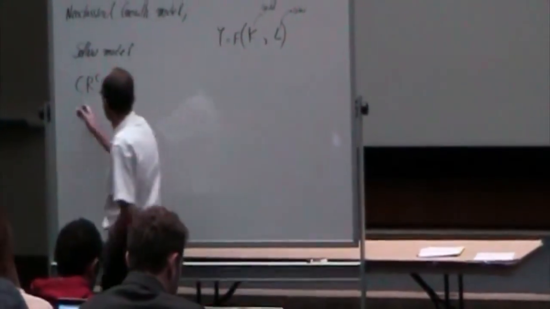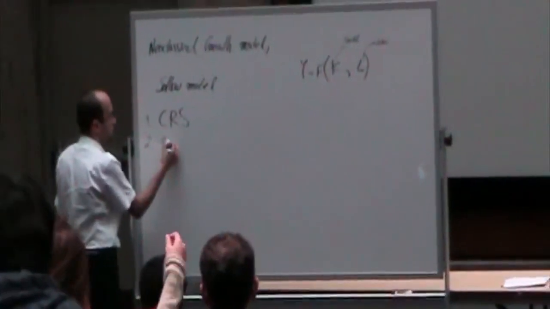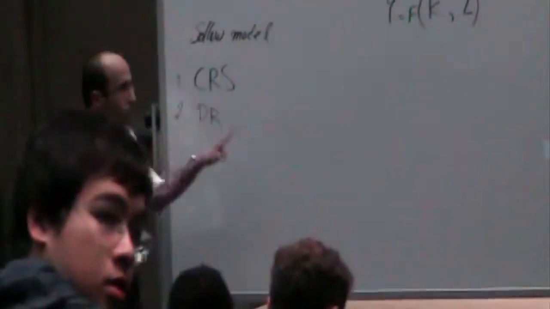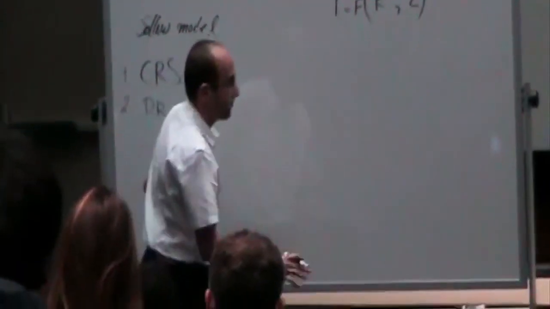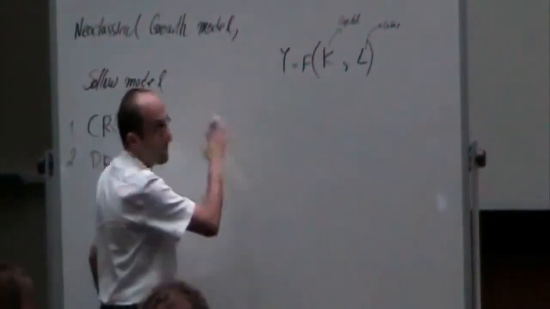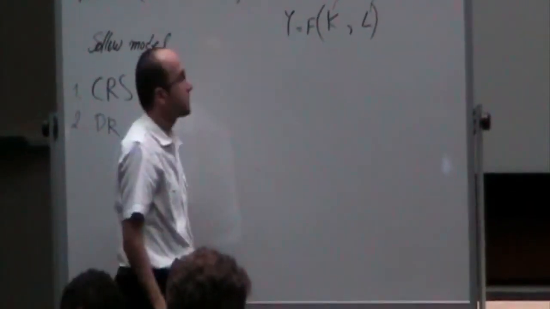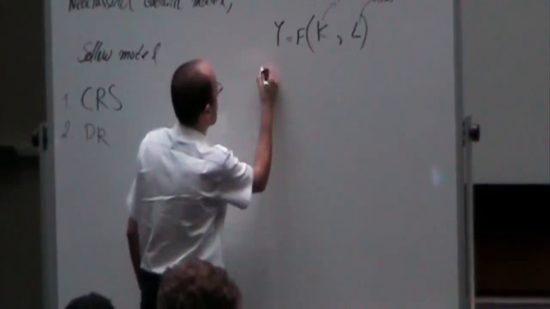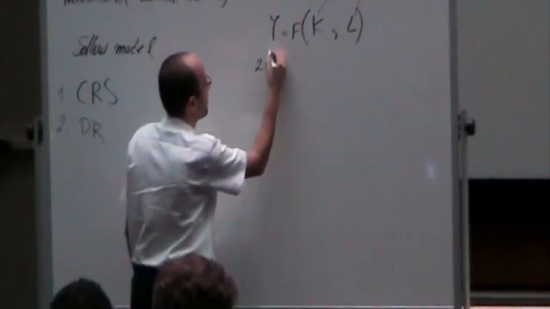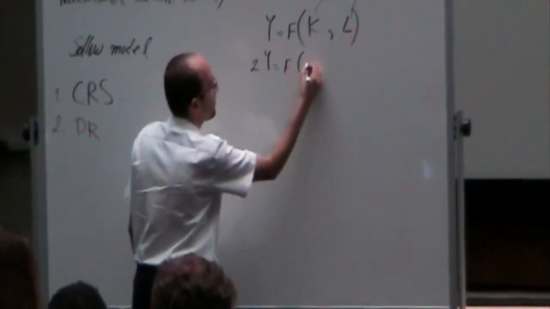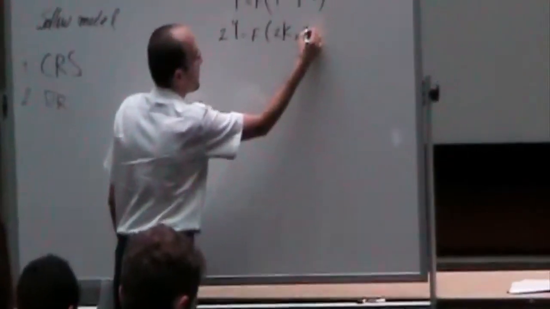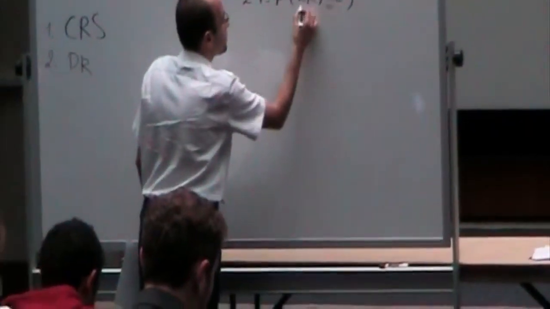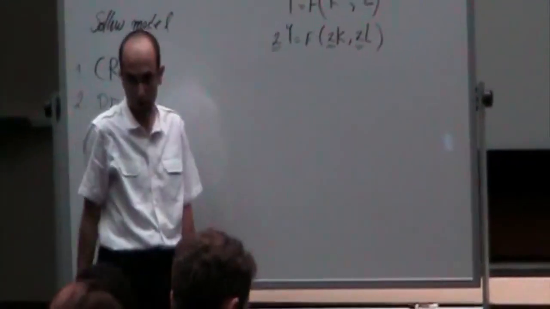The second assumption is that it has diminishing return. I will show you both of them now, okay? For the first one, let's say you have the function. If this function is constant return to scale, then a hypothetical coefficient z times Y should be f of zK, zL. This should remain the same, it doesn't change.